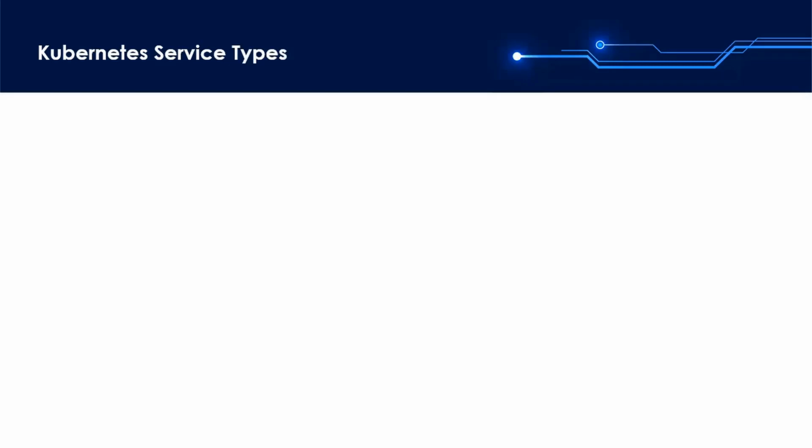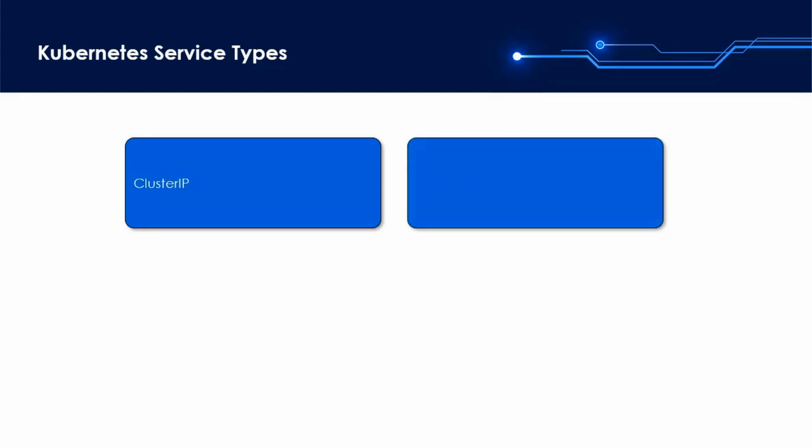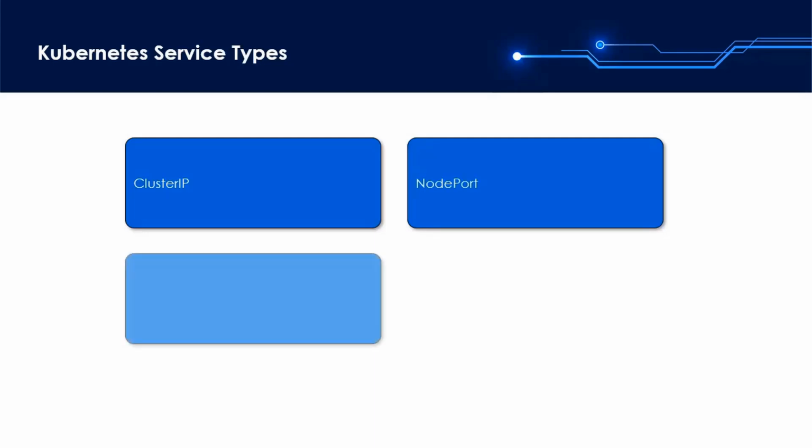Now, we will briefly explore the different types of Kubernetes services. First, we have the cluster IP, which is the default type that exposes the service on a cluster internal IP. Second, we have node port, which exposes the service on each node's IP at a static port configured.